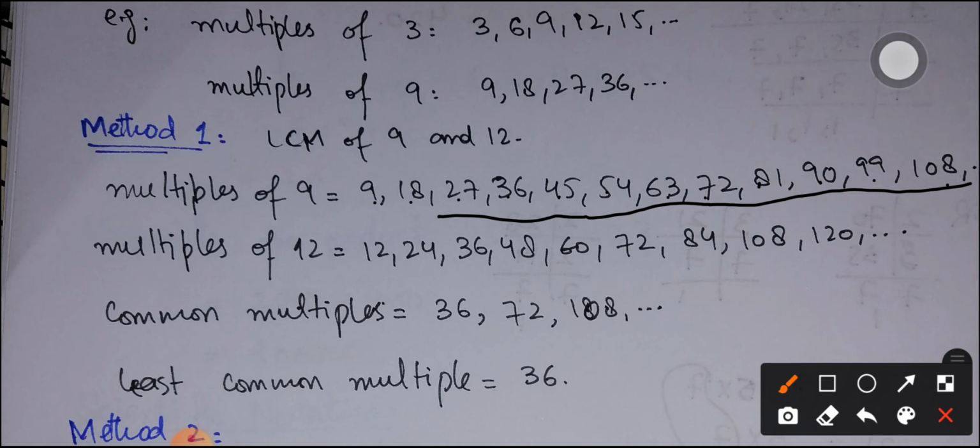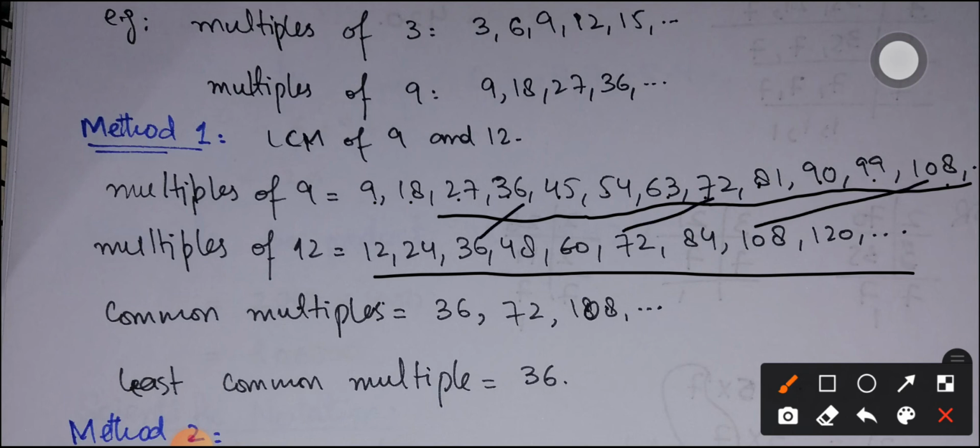Similarly, the multiples of 12 are 12, 24, 36, 48, and so on. Now we will find some common multiples. So 36 is common, 72 is common, and then 108 is common, and there will be some other common multiples as well, but as we have to find the least common multiple, it's enough to find two or three so that we may easily find the least one. So the least common multiple is 36.